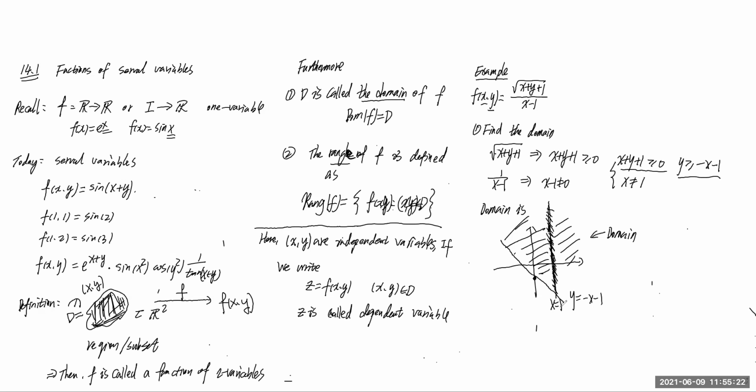I'll give you one more example. This is another example: f of x, y, two variables, which is x ln of y squared minus x. The only constraint is this part, because x can be any number. So for ln of y squared minus x, y squared minus x has to be greater than 0, it cannot be 0, because for ln, this number should be greater than 0.